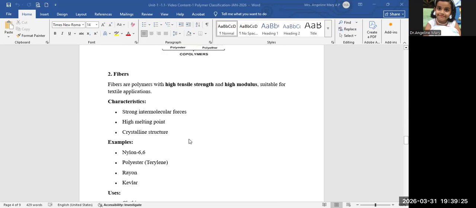Based on the physical structure and physical properties, we can also classify polymers as fibers. What is the meaning of fibers? Fibers are polymers with high tensile strength and high modulus. They are suitable for textile applications. That means the characters are much better compared to elastomers: strong intermolecular forces, high melting point, and crystalline structure. Nylon 6,6, polyesters, rayon, and Kevlar are some examples of fibers.